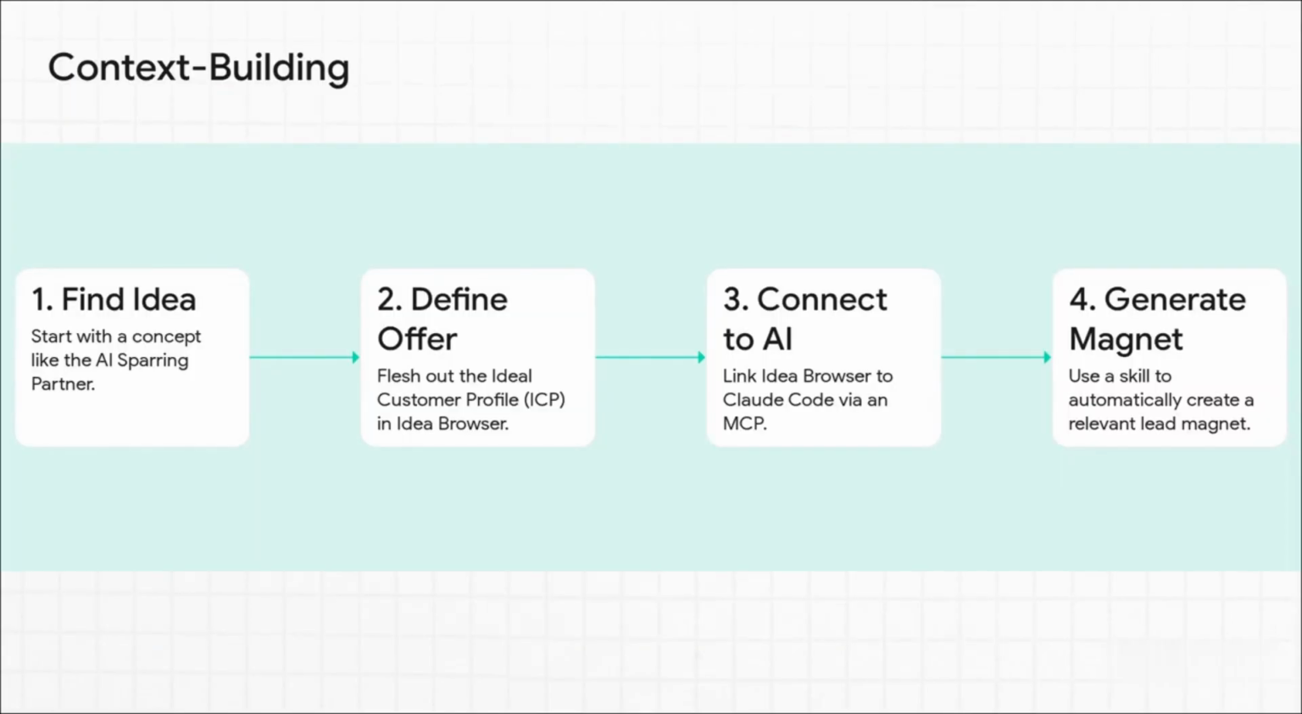Now this is where the magic really starts. You take your idea and you flesh it out in Idea Browser. Who's it for? What's the offer? All that good stuff. Then through something called a master control program, you plug Idea Browser directly into your AI developer, Claude Code. This lets you use skills like the lead magnet legend, which instantly uses all that context to spit out a perfect lead magnet for your page.